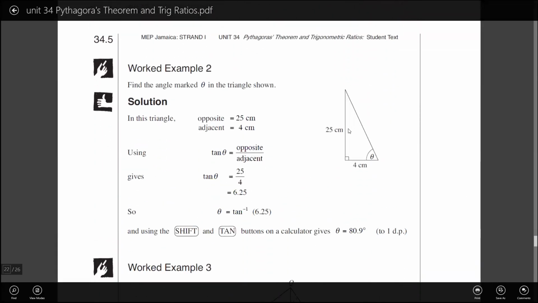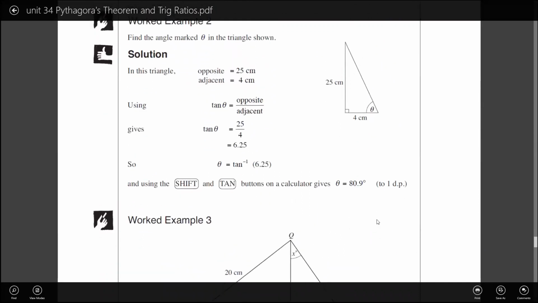And again, here's another question. You have the opposite, you have the adjacent. You relate the opposite to adjacent, that is what? Tangent. So opposite 25 over 4, you get 6.25. Take tan inverse of both sides, you pop out the theta, and this is equal to tan inverse of 6.25. Put that in a calculator, you get 80.9.